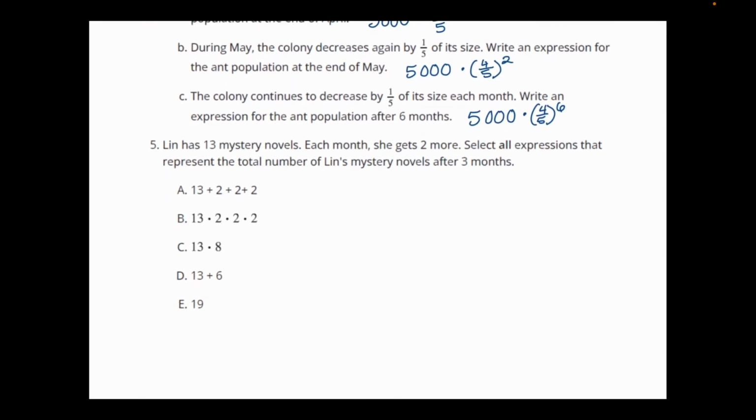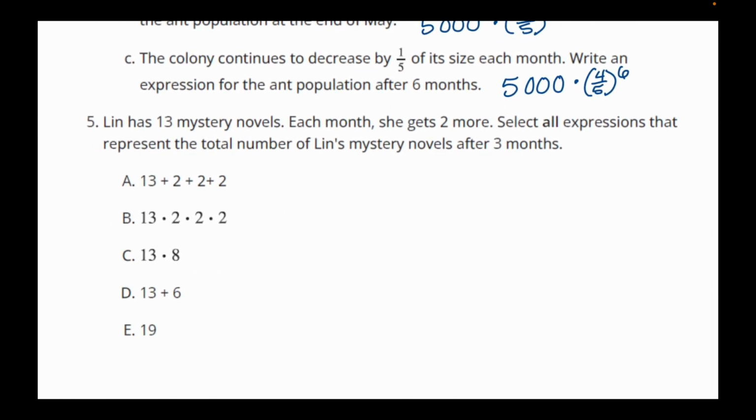Okay, question 5. Lynn has 13 mystery novels, and each month she gets 2 more. So we want to select all expressions that represent the total number of mystery novels after 2 months. So if she has 13, she's starting with 13, but she's getting 2 more. So that to me sounds like adding 2.